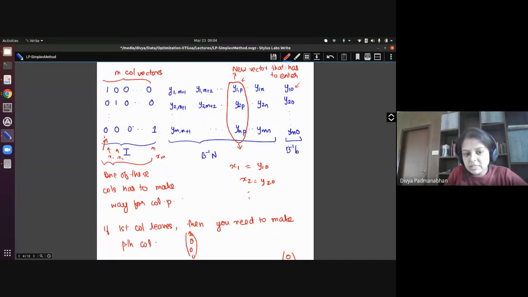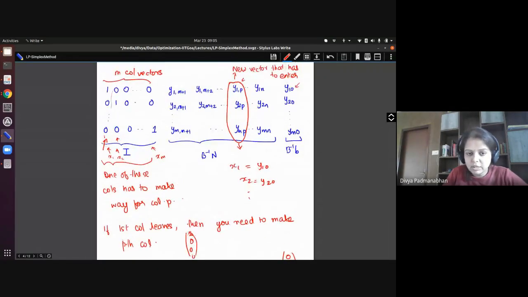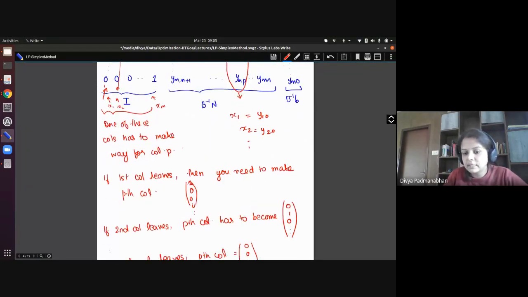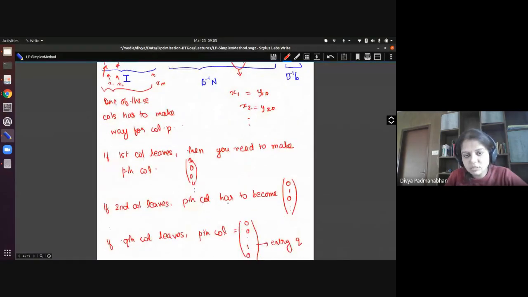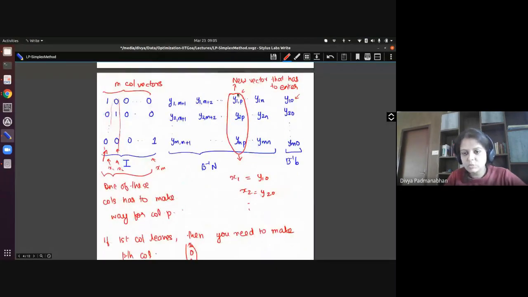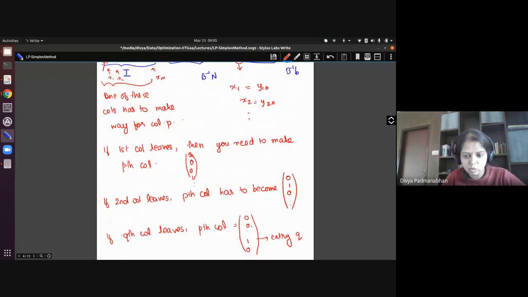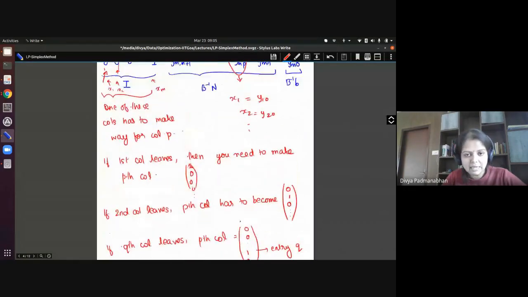Similarly, if the second column is the one that you decide has to leave, and you were bringing in this pth column, then the pth column has to be made 0, 1, 0, 0, 0. So in that manner, if the qth column is going to leave, this pth vector needs to be transformed into this form, 0, 1, and so on, so that the qth row entry is 1 and the others are 0. I hope this idea is clear.